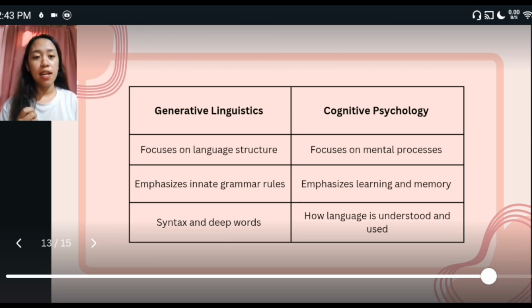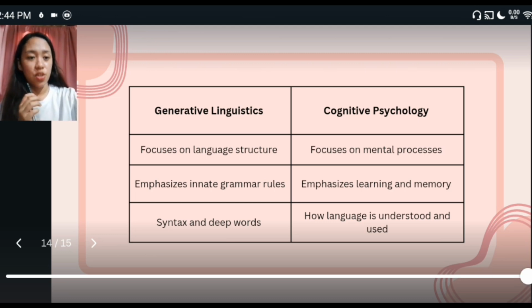For generative linguistics, it emphasizes the innate grammar rules and syntax and deep structure. For cognitive psychology, it emphasizes learning and memory, how we learn and how we store the information in our brain, in our memory, and how language is understood and used.